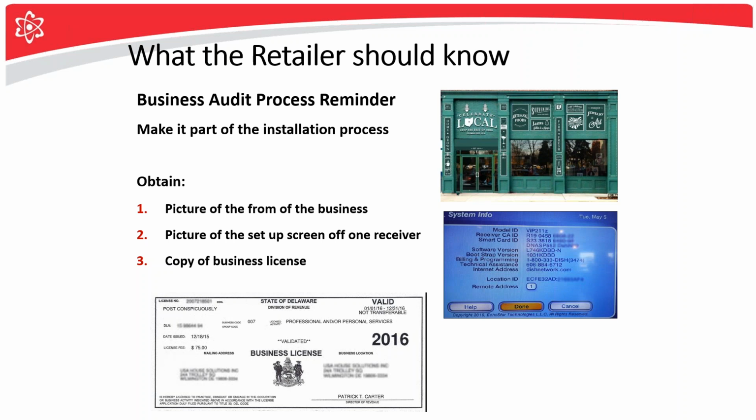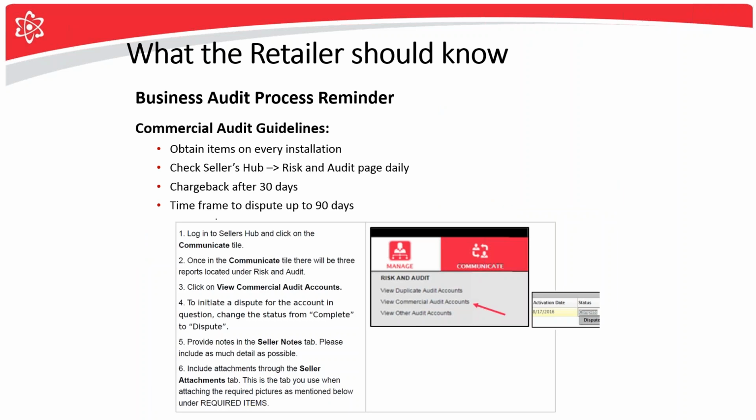In order to make this faster for you, you should get into the habit for every installation that you do, every commercial installation, gather three things. You're going to need a picture of the front of the business that shows the address. You're going to need a picture of the setup screen once activated from one of the TVs, and a copy of the business license. So make sure you have all of these things, and that way if you ever get an email letting you know that you have a commercial audit, you're able to go in and quickly submit your information.